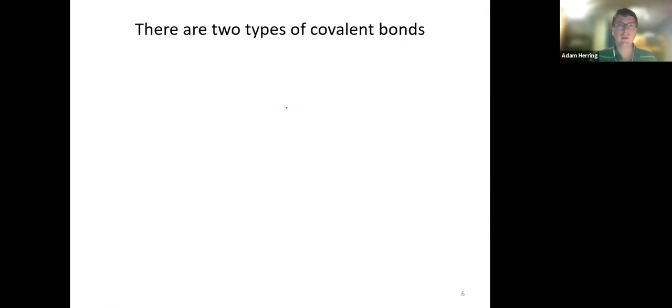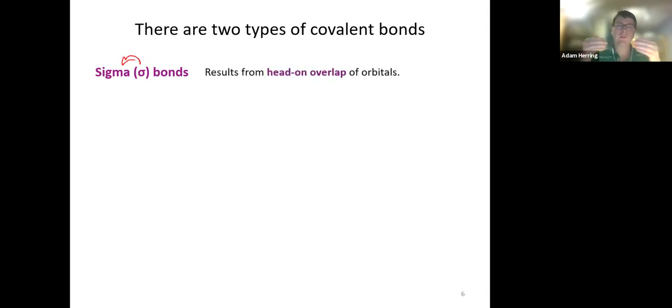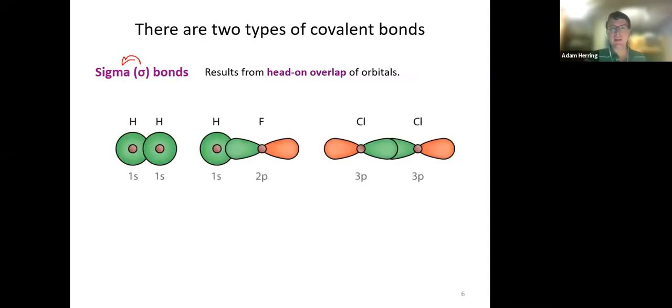There are two types of covalent bonds that you need to be aware of. The first is what we call sigma bonds, and that is the lowercase Greek letter sigma. This results from when you have two orbitals that interact with each other head on. What that looks like could be any of these three scenarios, where we have s orbitals overlapping head on, an s and a p orbital overlapping, or two p orbitals overlapping.